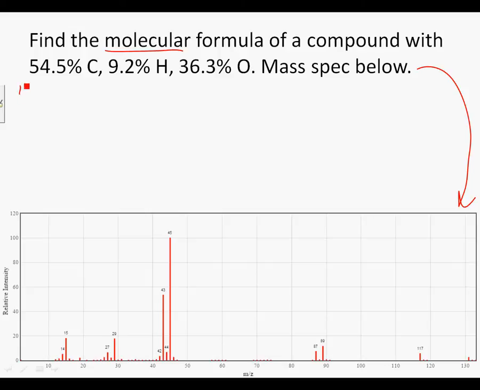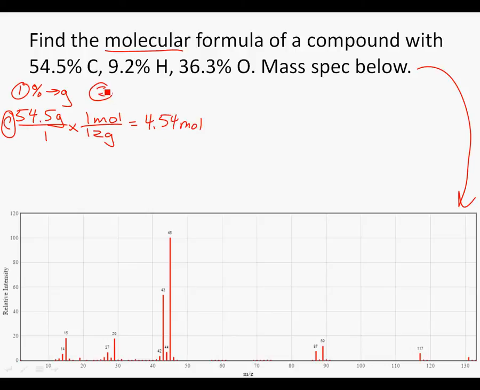All right, step 1, we're going to want to take the percentages and turn them into grams. So let's start with carbon. Label it, by the way, so that we don't get messed up. It's 54.5 grams of carbon over 1. 12 grams is 1 mole. And that gets us 4.54 moles.